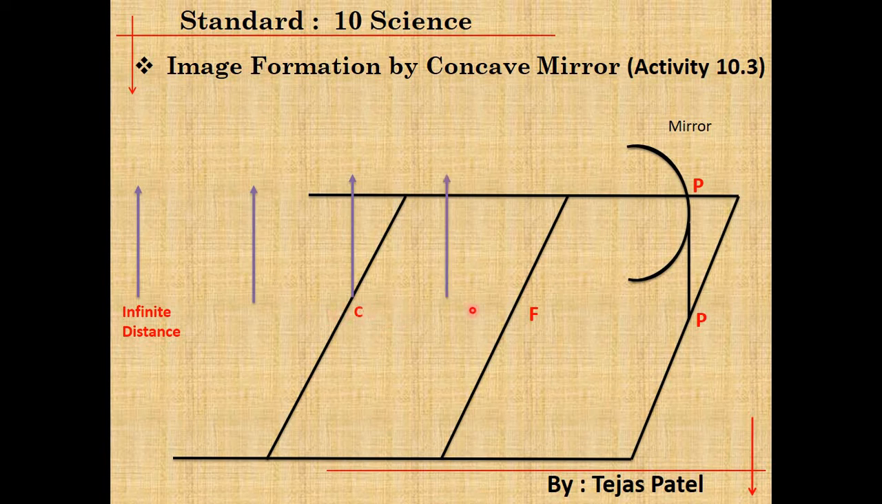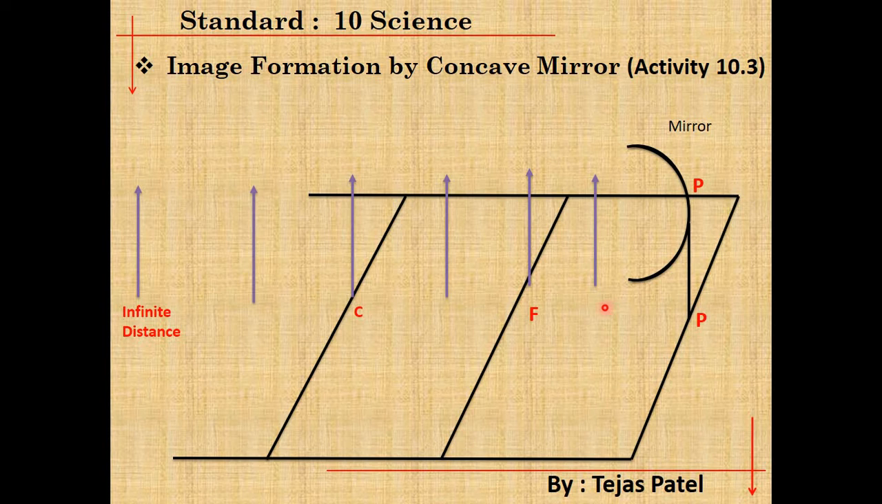Now the candle's location is between C and F. Same activity we have to repeat. Candle's location is at F. Same activity we have to repeat, and whenever the candle is placed between F and P, the same activity we repeat. In all the 6 cases, that is infinite distance, beyond C, on C, between C and F, on F, and between F and P, we are going to identify the image, its size and its type.